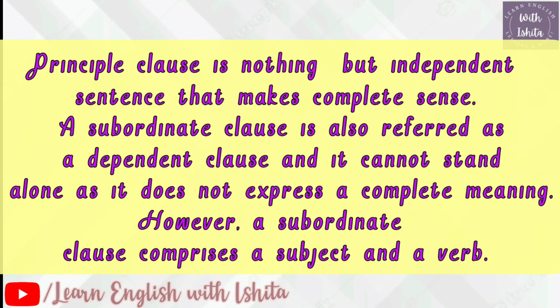Before finishing the video, let us see a quick recap of the topic. A principal clause is nothing but an independent sentence that makes complete sense. A subordinate clause is also referred to as a dependent clause, and it cannot stand alone as it doesn't express a complete meaning on its own. However, a subordinate clause comprises a subject and a verb.